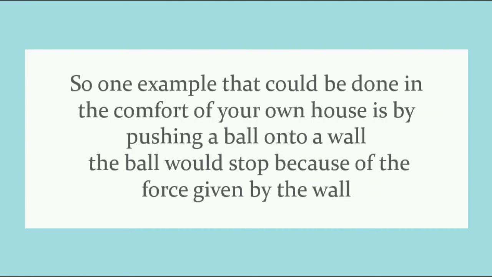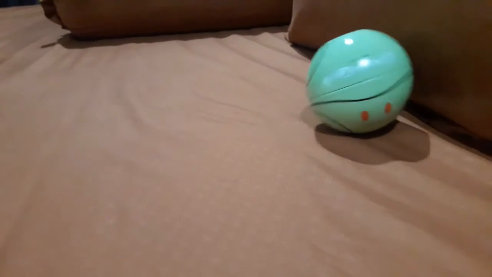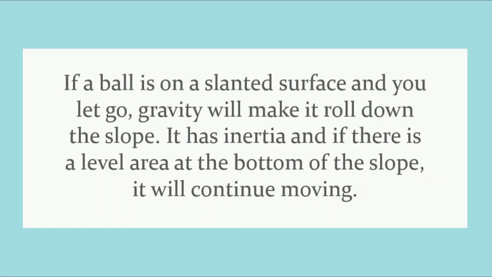So one example that could be done in the comfort of your own home to prove Newton's first law is by pushing a ball onto a wall. The ball would stop because of the force given by the wall. Or another example is if a ball is on a slanted surface and you let it go, gravity will make it roll down the slope. It has inertia, and if there is a level area at the bottom of the slope, it will continue moving.